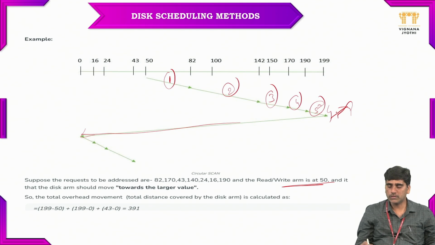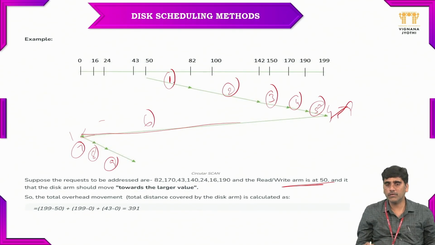After reaching the end of the disk, it takes the reverse path back to its original 16, that means the original path. This is the sixth step. From 16 to 24 is the seventh step, from 24 to 43 is the eighth step, and 24 to 43 is the ninth step. So like that, it has moved from the starting to the ending of the direction, and then taking the reverse direction, again it starts servicing the remaining values.